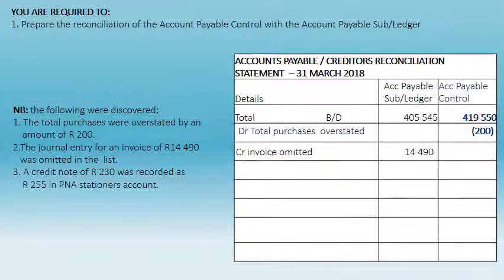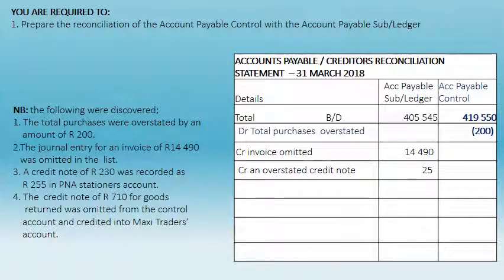The third error was a credit note of 230, which was recorded as 255 rands in the PAN Stationers account. On the reconciliation, it will be shown as a credit for an overstated credit note. The entry will be shown in the subsidiary ledger as 25 rands. The error was made in the personal creditors account. Therefore, it will be shown in the subsidiary ledger column.